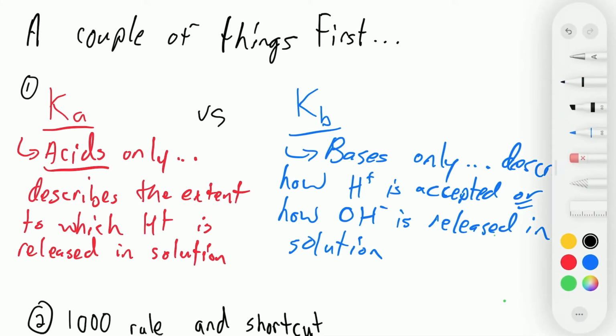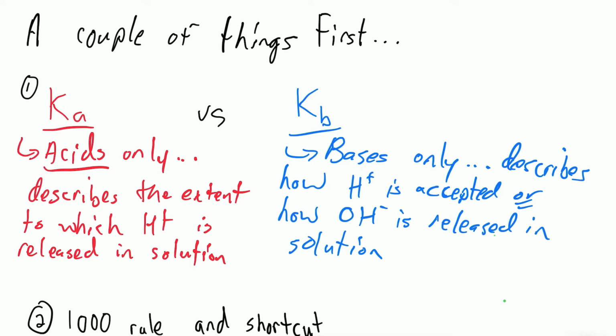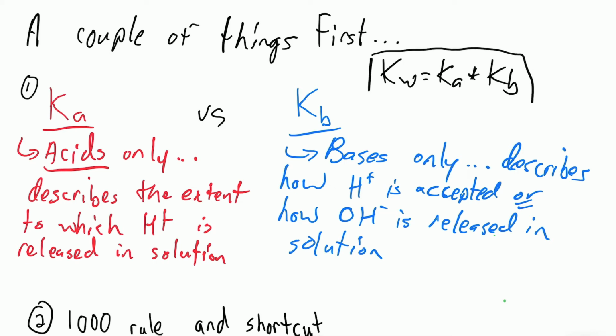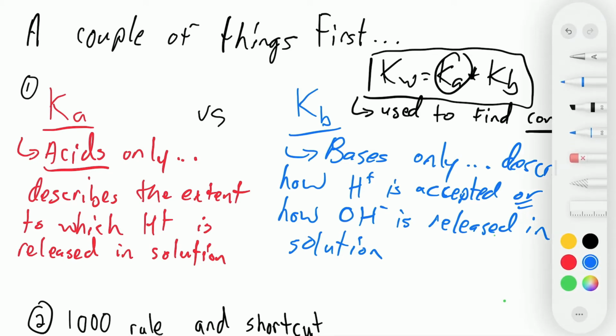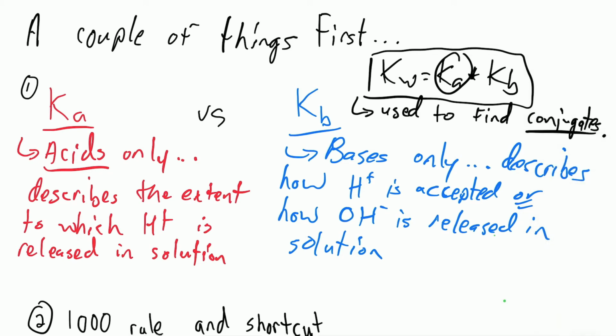And the formula that combines them both, which I'll write at the top here, is Kw is equal to Ka times Kb. This formula is really used to find conjugates, right? So let's say I give you a Ka value and I say find the Kb. Well, that Kb that you're going to find is not for the same substance. That Kb would be for the conjugate of that acid only.